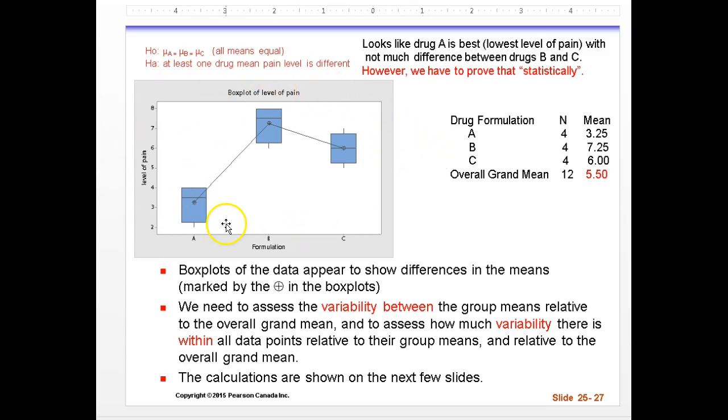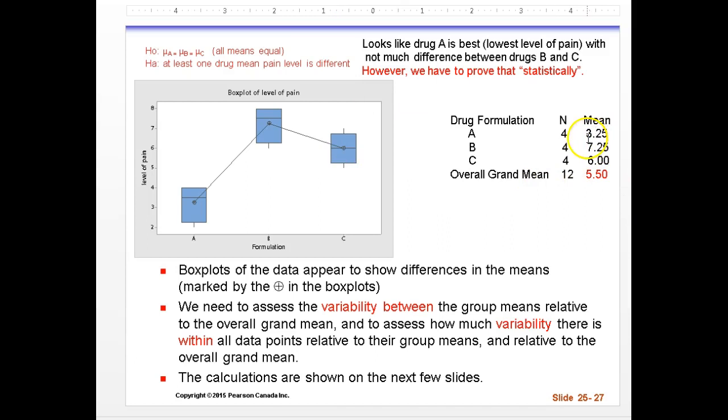When I look at these box plots, it would certainly appear that people who had drug A experienced a lower level of pain than people on B and C. It looks like A is the clear winner. The question might be to ourselves, is there any difference between B and C? B looks like a bit higher pain than C. Maybe C is a bit better. We don't know that yet.